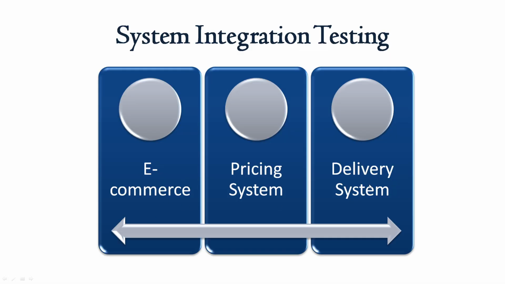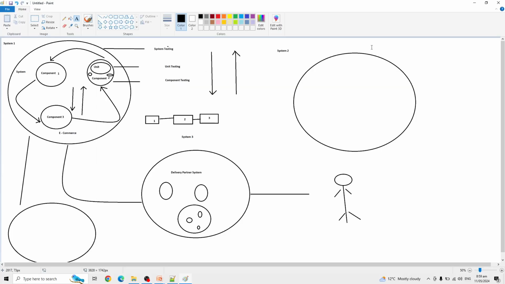See, there is an e-commerce system, a delivery system, and a pricing system. They will be clubbed together and you can see it in the front end. So that overall integration should also work, or else as soon as you place the order, you won't get the delivery at all. That's the reason you have to test that as well. That is called system integration testing. I hope this clarifies it.